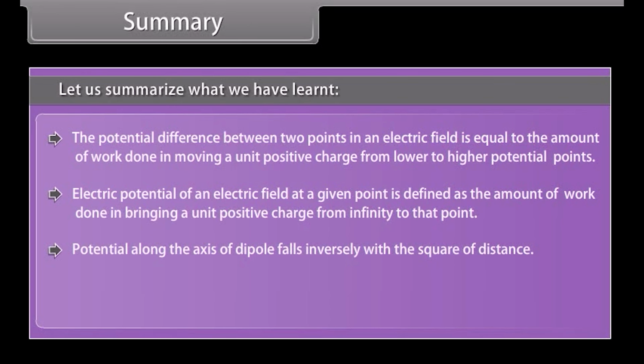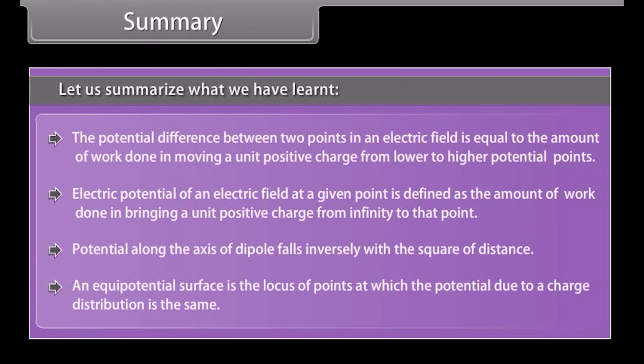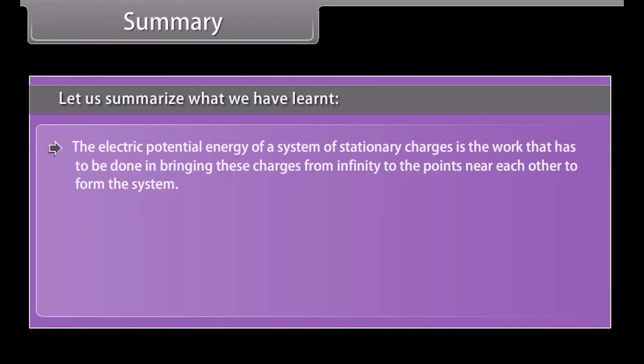Potential along the axis of dipole falls inversely with the square of distance. An equipotential surface is the locus of points at which the potential due to a charge distribution is the same. The electric potential energy of a system of stationary charges is the work that has to be done in bringing these charges from infinity to the points near each other to form the system.